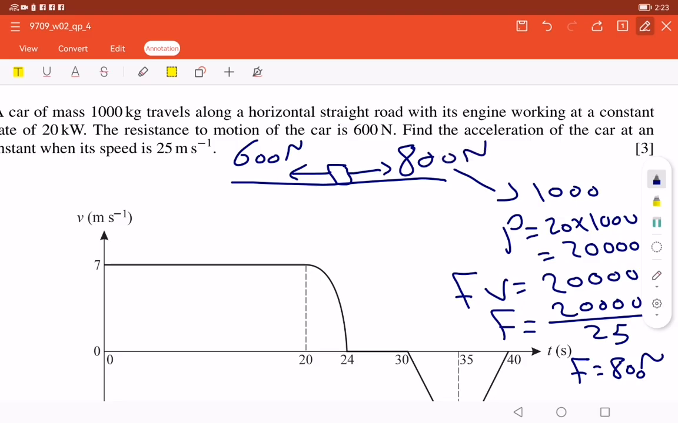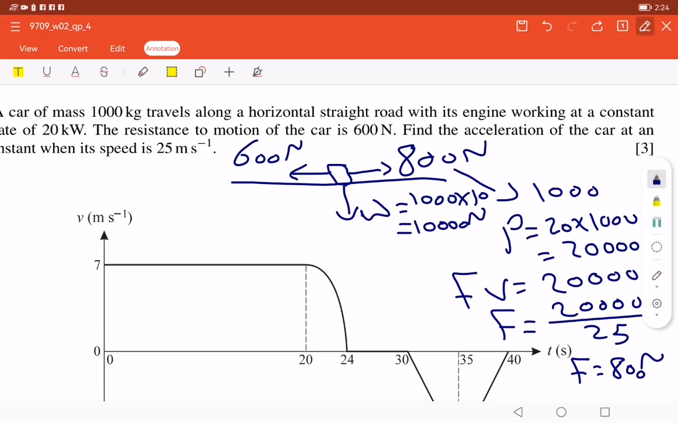And the remark here: the mass of the car equals 1,000 kilograms. All of you know that the direction of the weight force is vertically downward. So the weight force will be the mass 1,000 multiplied by the gravity, which equals 10, equals 10,000 Newton.